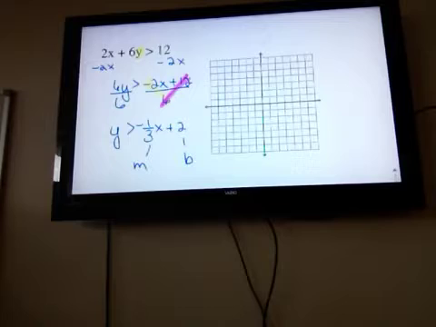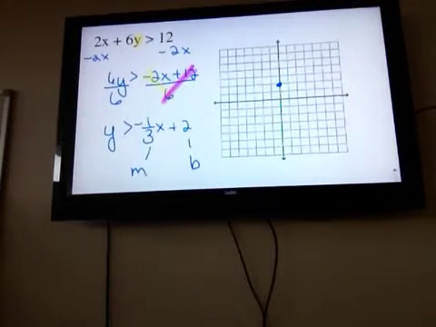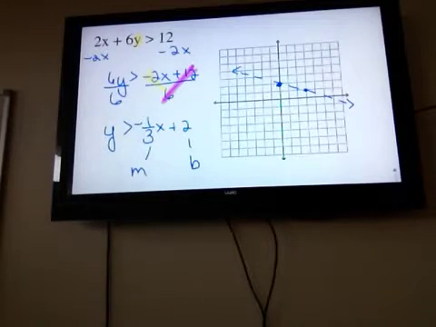So I begin with b at 2. My slope is negative 1/3, which is down and right. So down 1, right 3. Yes? For negative 1/3, couldn't it also be up 1, left 3? Yes. And I draw a dashed or dotted line to indicate that it's just a greater than or less than, not an equal to.